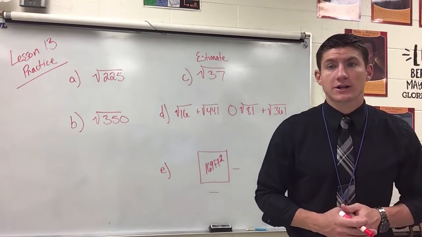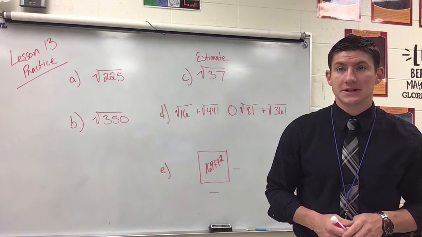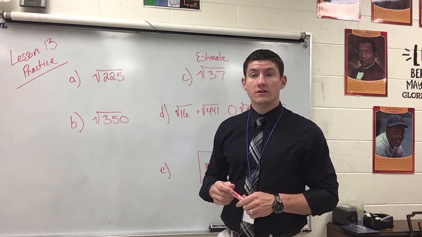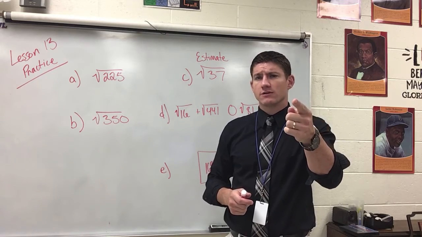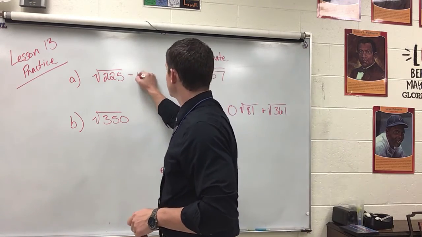In lesson 13 practice problems, we're going to apply what we've learned in the 4 different example problems from lesson 13 today. Here it asks us to calculate the square root of 225. If I remember back to my perfect squares, something times something equals 225. 15 times 15. So the square root of 225 equals 15.